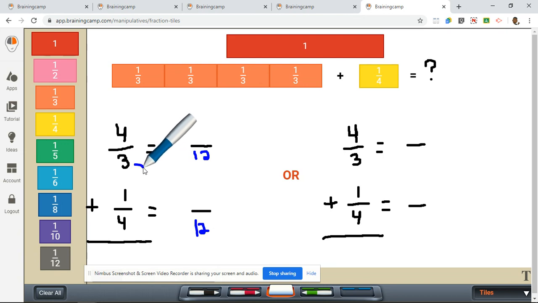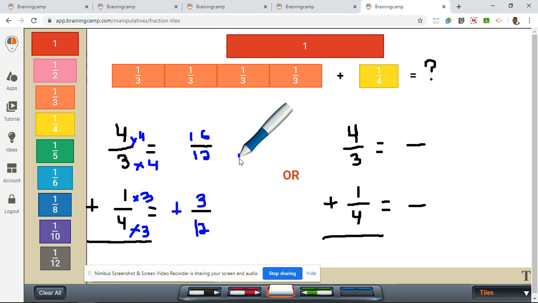So I'm going to multiply the denominator by 4. That gives me 12. What you do to the bottom, you do to the top. 4 times 4, and that's going to give me 16. Oh, that's an improper fraction. You're right. But again, I'm showing you 2 different ways. Then 4 times 3. What you do to the bottom, you do to the top. 1 times 3, and that's going to give me 3. I end up with 16 plus 3 is 19 twelfths.